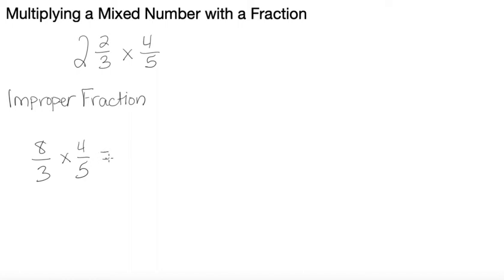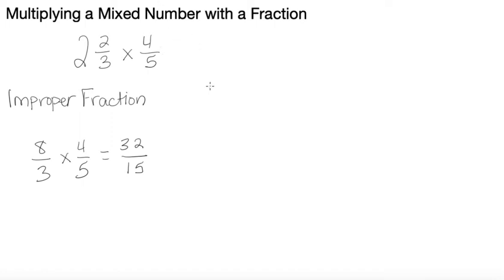And then, just like with multiplying fractions, if you haven't watched that video yet, you should go back and see it. All you do is multiply across. 8 times 4 equals 32. 3 times 5 equals 15. So our answer is 32/15. If you need to learn how to turn an improper fraction back into a mixed number, please go watch that video.